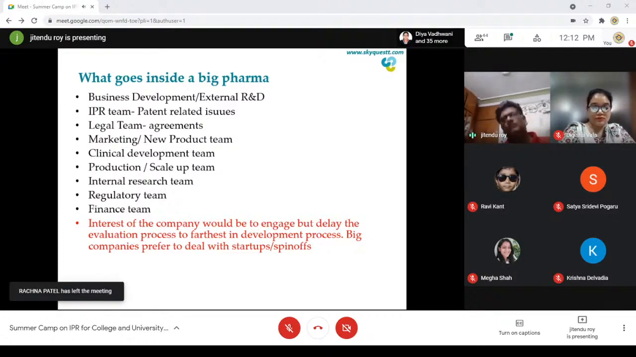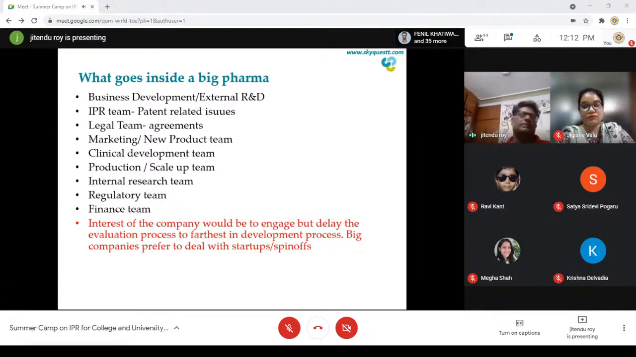So that's why it is a very bureaucratic process in a big company, and it may take at times 2 to 3 years if it's a complicated deal. Anywhere from 6 months to 2 years, depending on the complications, for a deal to finally close and the money to come in and the development process to start further.